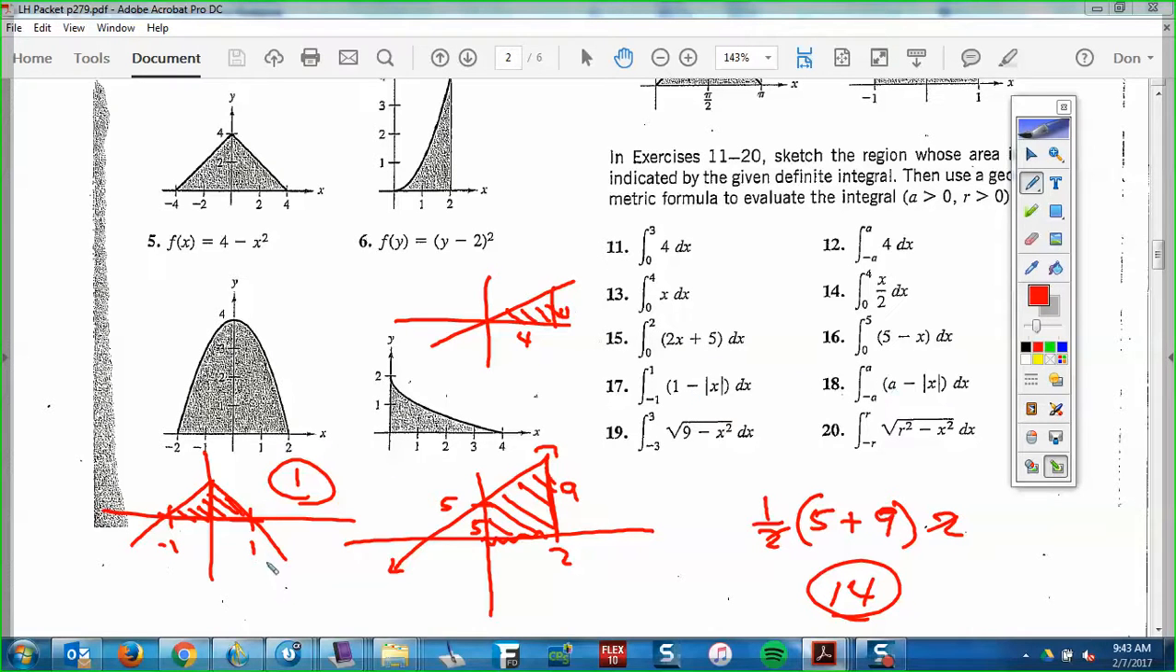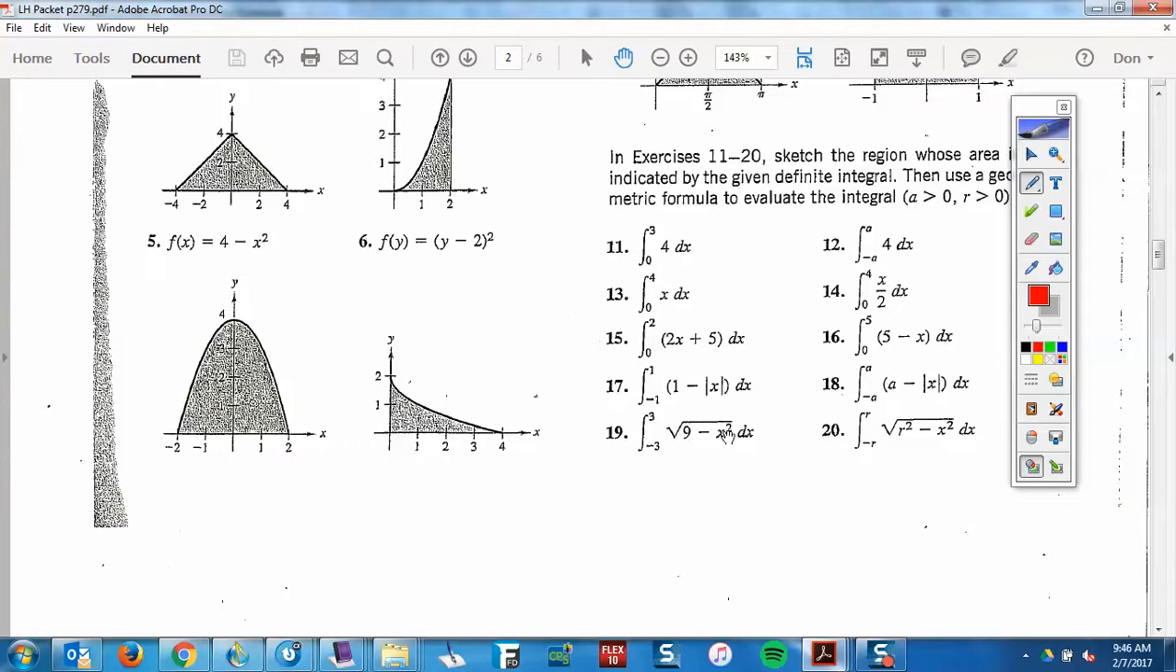18 is the same thing, except it's shifted up A. So now instead of being 1 tall, it's A tall, and it goes from -A to A. So now you'd have an area that's 2A across times A tall times a half. So that'd be A squared. The answer to number 18 is A squared. And then yesterday we talked about 19. What kind of a picture is that?